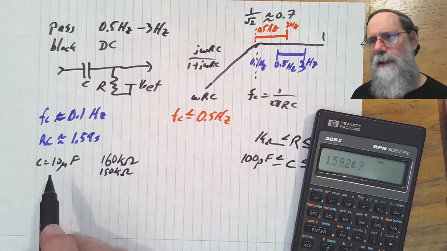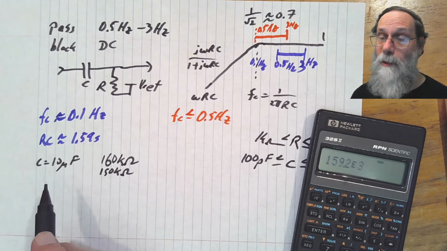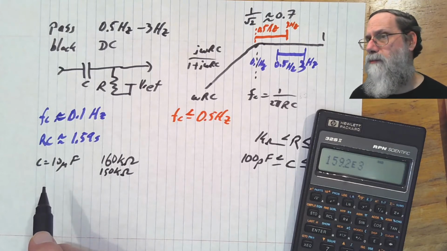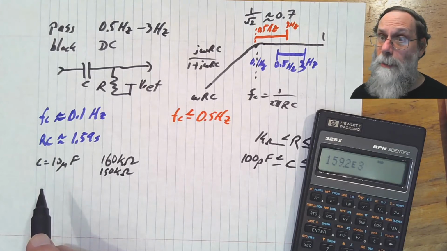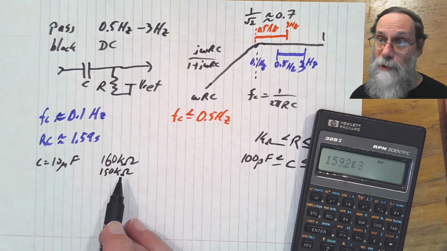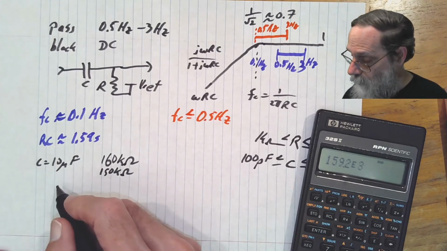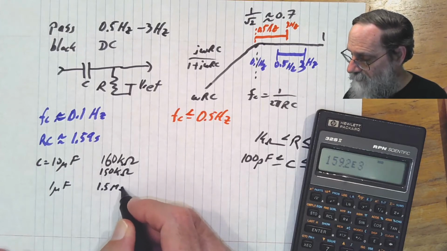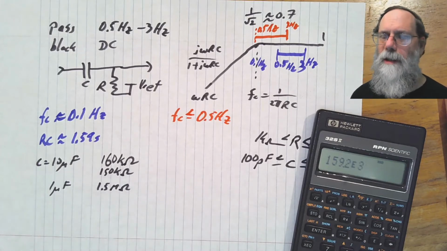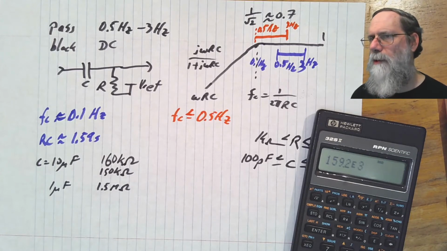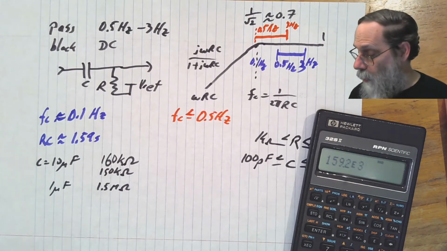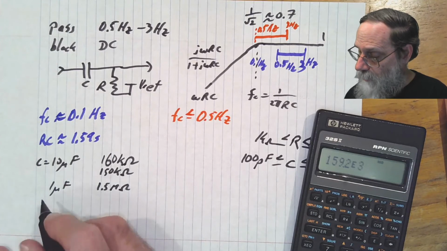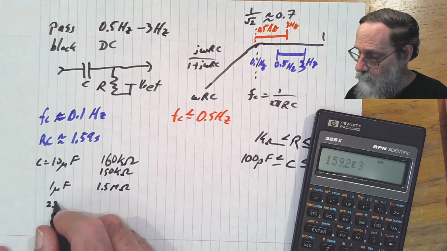Now, 10 microfarads, as I said, is about the biggest capacitor I want to go. Can I get away with a smaller capacitor? And the answer is, well, I can make a bigger resistor here. If I went to 1 microfarad, then I could use a 1.5 mega ohm. That's pushing a little bit on the size of the resistor I'm willing to use, but not too badly. Or I could pick another standard value here like 2.2 microfarads.